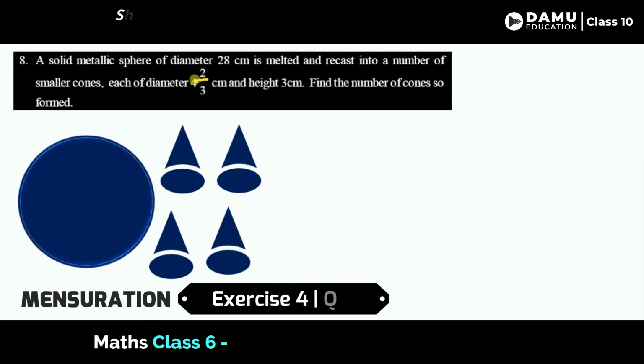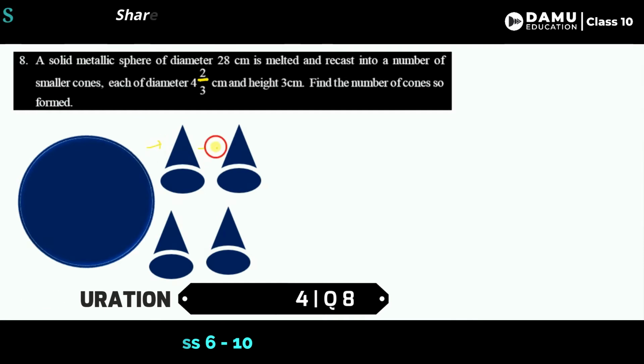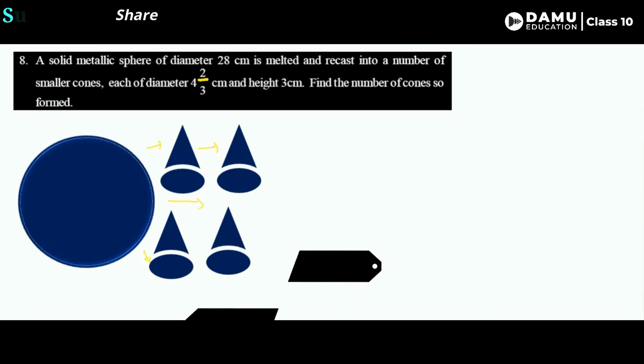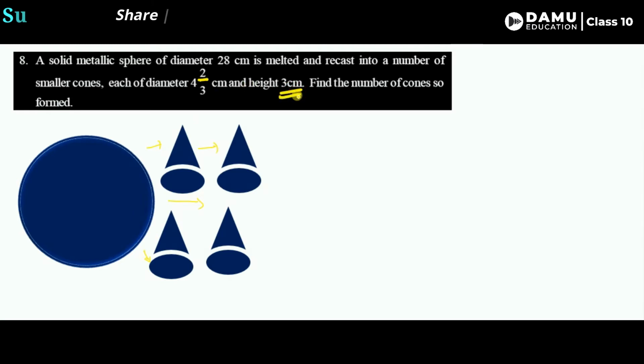So in this session, we are going to discuss our last question in this chapter, the eighth one. A solid metallic sphere of diameter 28 centimeter is melted and recast into a number of smaller cones. So here, this sphere is cast into smaller cones like this. Each has a diameter of 2 by 3 centimeter and a height of 3 centimeters.